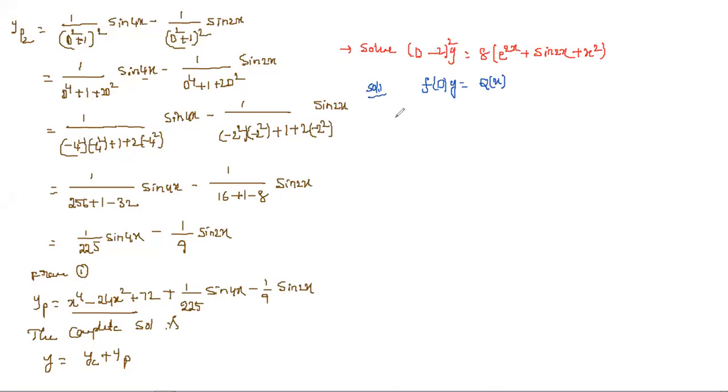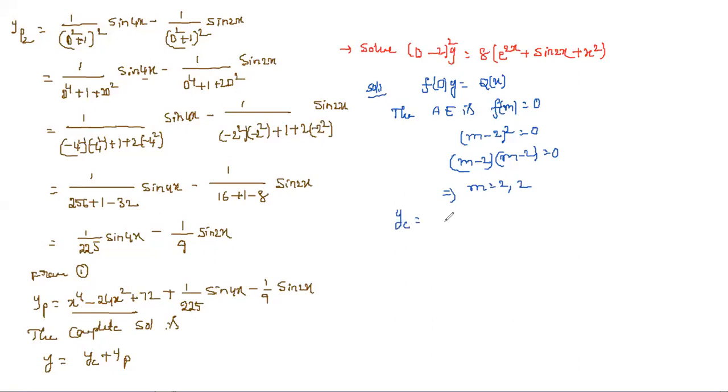Now the auxiliary equation is f of m is equal to 0. So simply we can write m minus 2 whole square is equal to 0. So m minus 2 into m minus 2 is equal to 0. That implies m is equal to 2, 2. So the roots are real and equal. Therefore the complementary function is yc is equal to c1 plus c2x into e power 2x. That's it. So this is the complementary function.